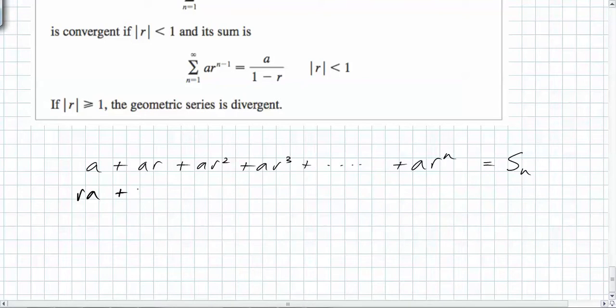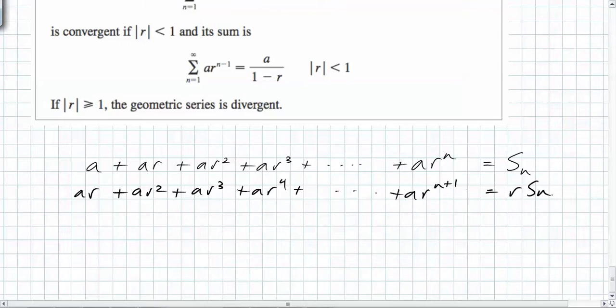R plus, let's not change the order. What do we get? AR plus AR squared plus AR cubed plus ... plus AR to the n plus 1 equals R times what? R times Sn.